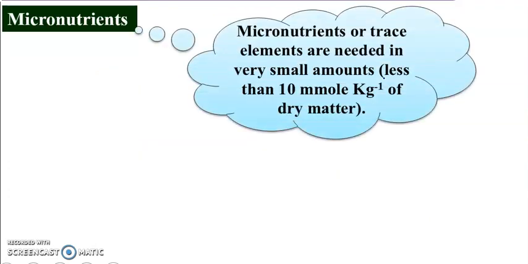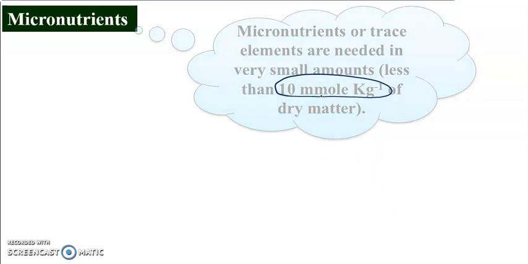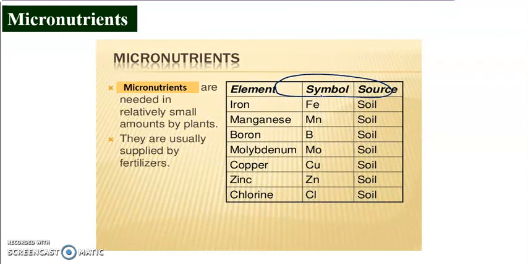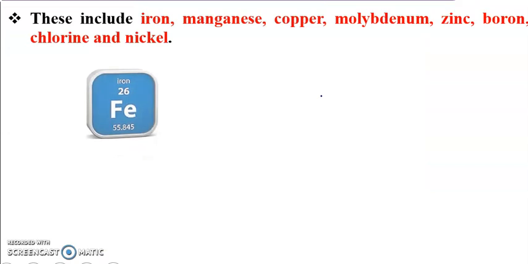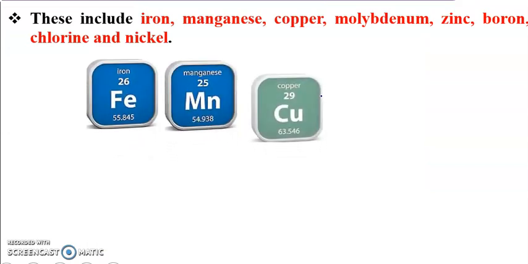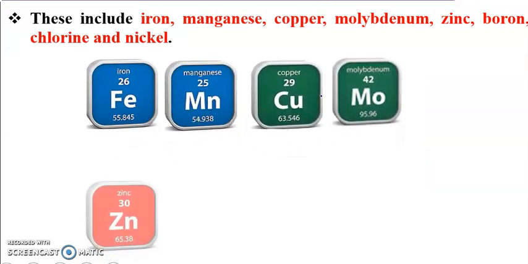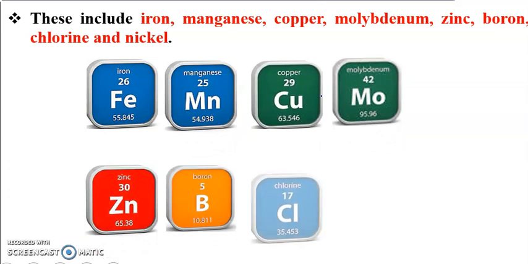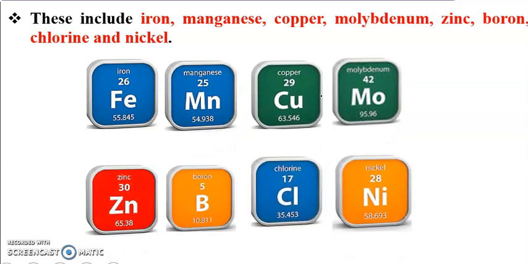Now, next, what are micronutrients? Micronutrients are also called trace elements, and they are required in very, very small quantities, less than 10 nanomoles per kilogram. So, these are iron, manganese, copper, molybdenum, zinc, boron, chlorine, and nickel.